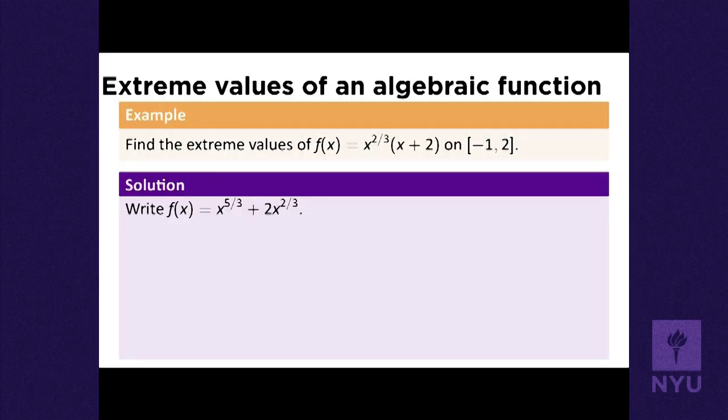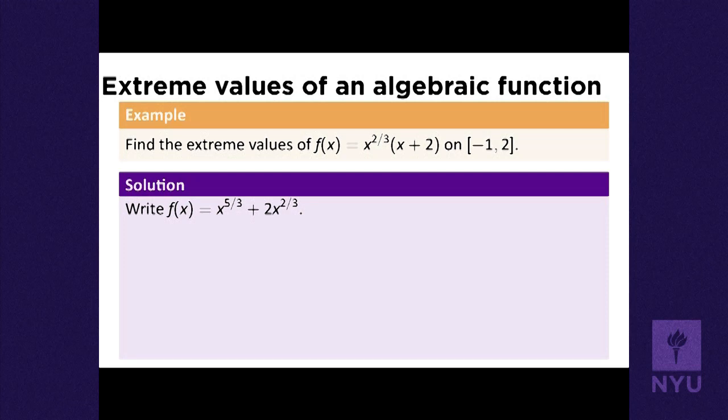So the first thing most of you did was say, I need to take the derivative of this function. Since this function is defined as x to the 2/3 times x plus 2, I have to use the product rule. However, there's a way to avoid using the product rule, and that's to multiply out x to the 2/3 times x plus 2. Take x to the 2/3 times x, and you get x to the 5/3. Take x to the 2/3 times 2, and you get 2x to the 2/3.